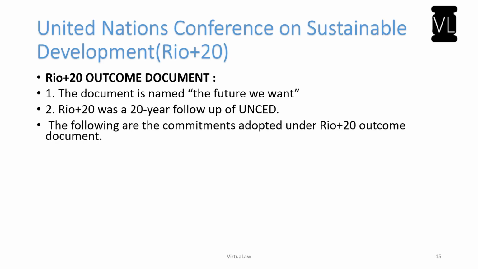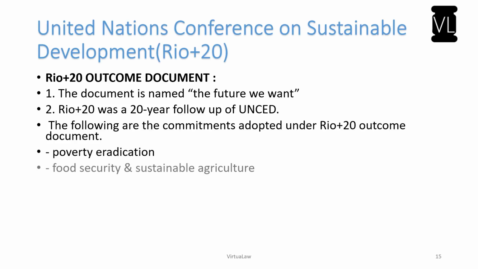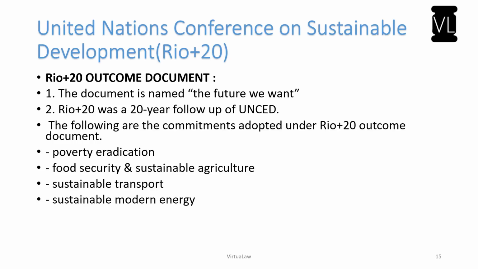The commitments adopted under the outcome document are eradication of poverty, food security, sustainable agriculture, sustainable transport, sustainable modern energy, health and population. Like, you need to make sure all populations have adequate health and safety measures, and productive employment.